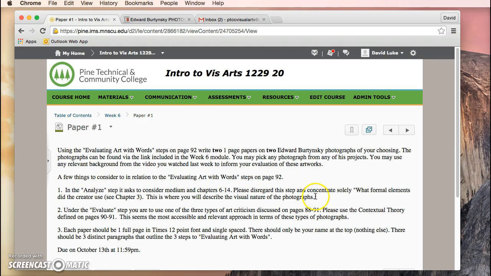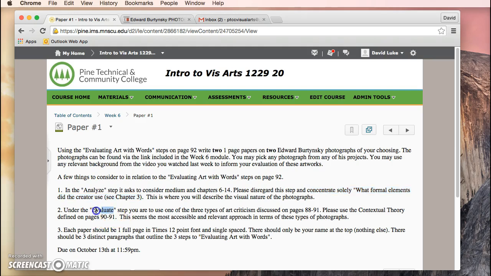We are going to concentrate solely on the formal elements. This is where you describe, oh, there's this color. There is a complementary color scheme. There is a monochromatic color scheme. I don't know. You're going to have to go back and look at chapter 3 and use those ideas to describe, and in this case, what we'll call analyze, the visual nature of the work of art.